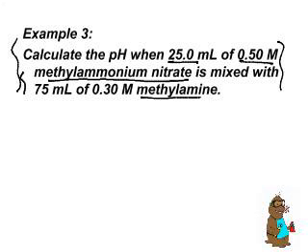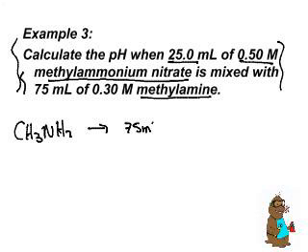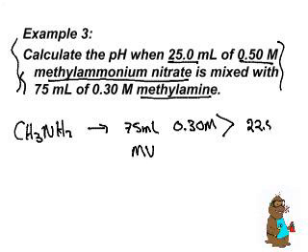Let's do methylamine first because he's easier. You'll find him, and his formula is CH3NH2. And what we know about this character is that he is 75 milliliters, and it's 0.30 molar. So his millimoles are M times V, 0.30 times 75, which is 22.5 millimoles. And then the methyl ammonium is just going to have one more H.